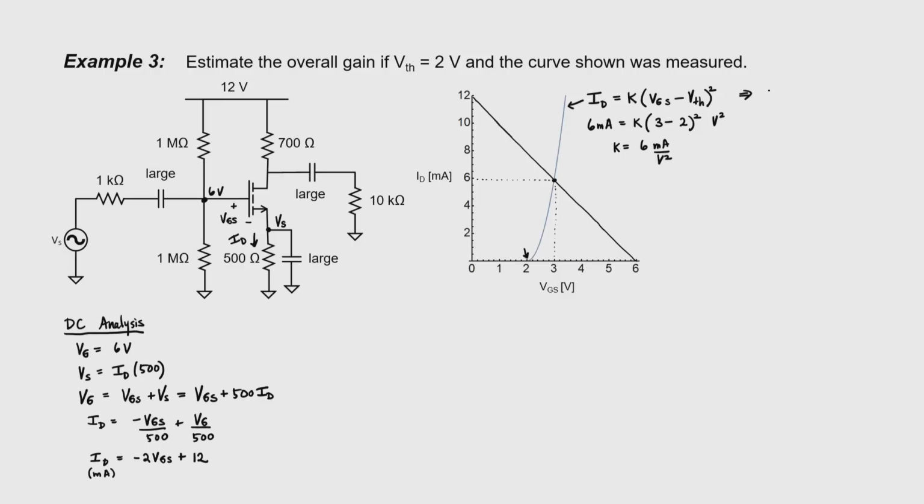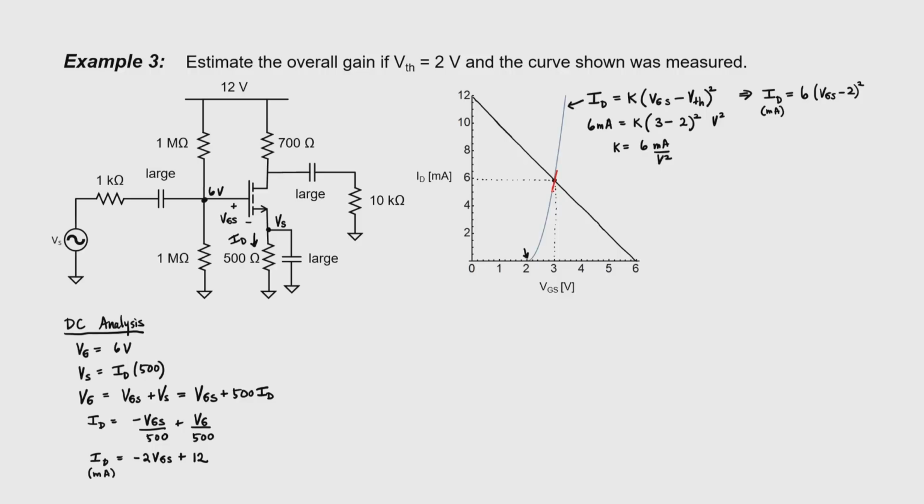Having identified a K, I can now write an equation that relates drain current to the gate source voltage. All we've done at this point is find an algebraic expression for this blue curve. Let's now think about what happens when we have an AC signal that's imposed upon this curve at the gate. It's going to cause the gate source voltage to swing around a little bit, which will then cause the drain current to change. In other words, an AC voltage applied at the gate is going to cause us to move up and down the blue curve.